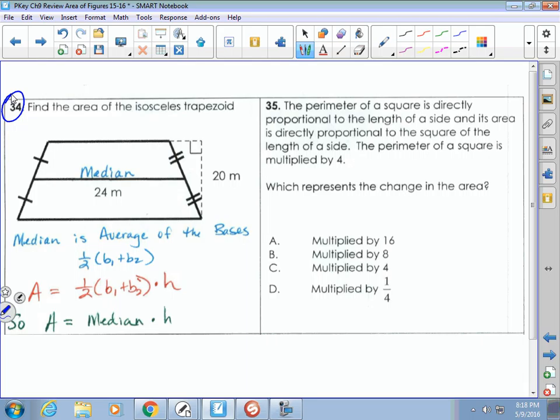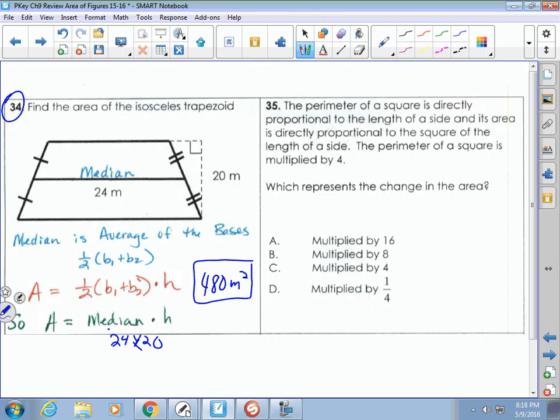So the median basically is your average of your bases, and bases meaning average, add the two bases, divide by 2. So that's why I was telling you here we just do the median because we know what the average is. It's the 24 times the height. And your height is always going to be perpendicular. So this one we just do 24 times 20, and we should have got 480 meters squared.